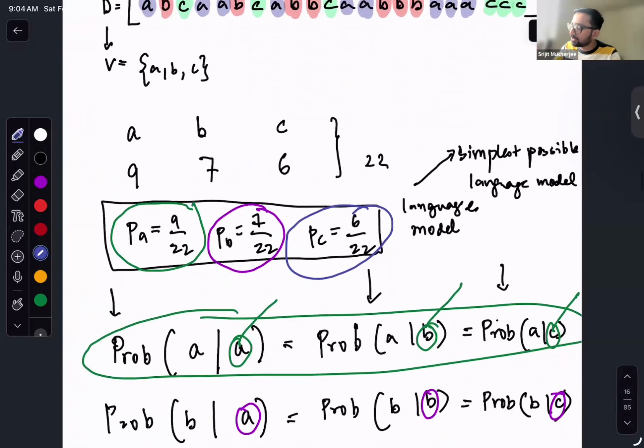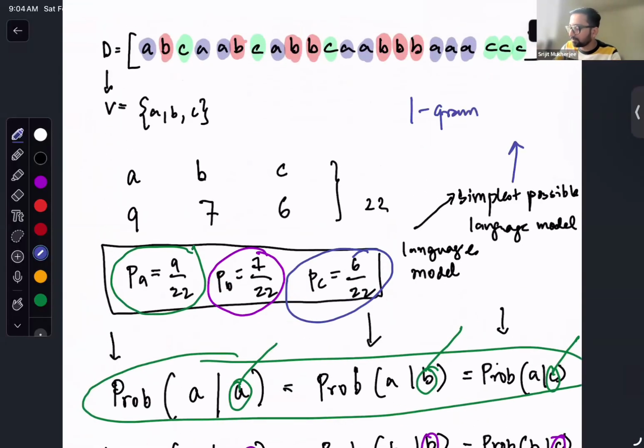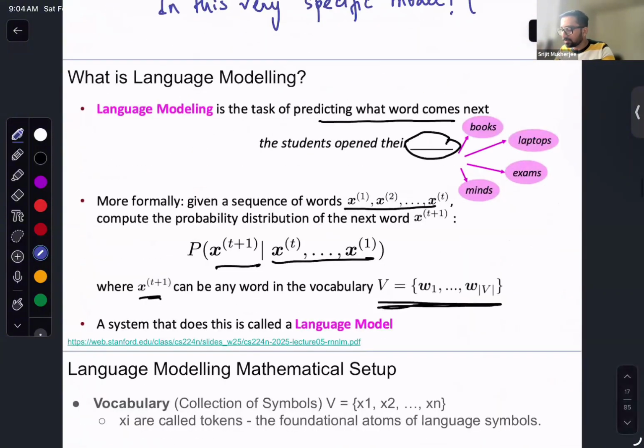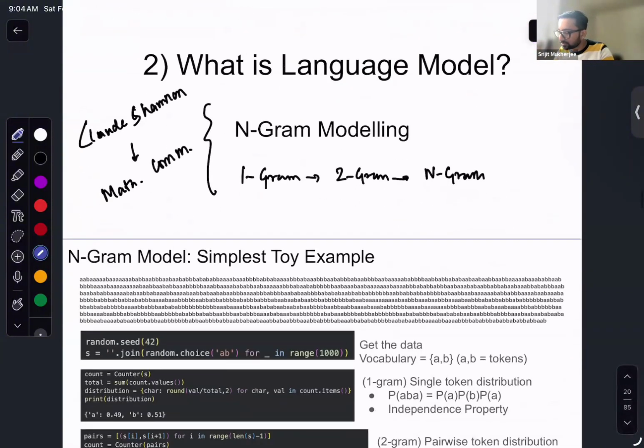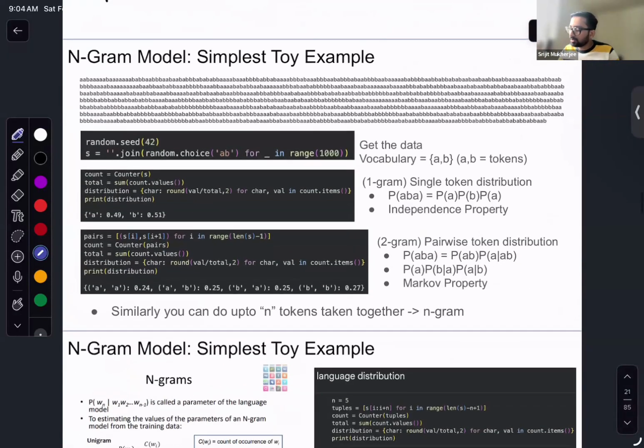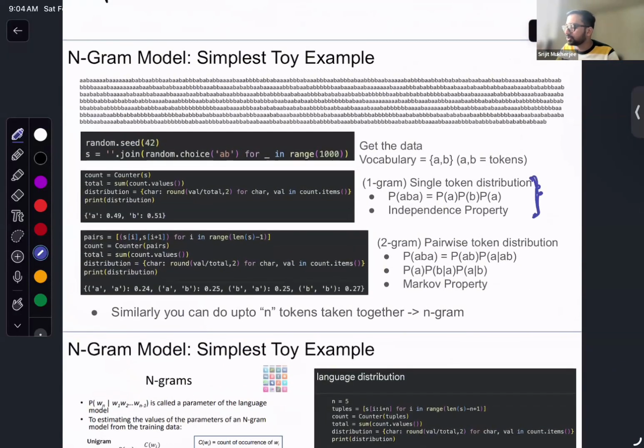The simplest possible model is called 1-gram modeling. It's a single token distribution. I'm assuming that all these A's and B's are independent. They have no relationship with one another. But this is not true. So therefore, the next part.